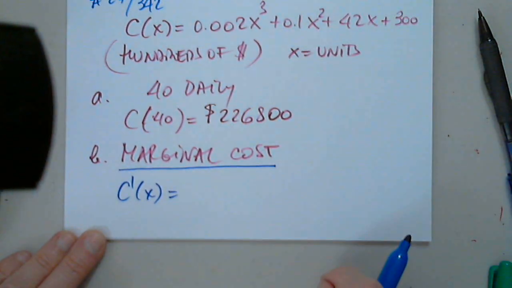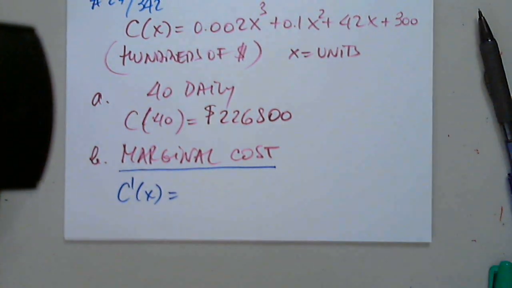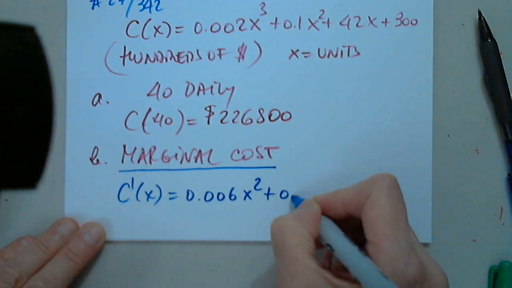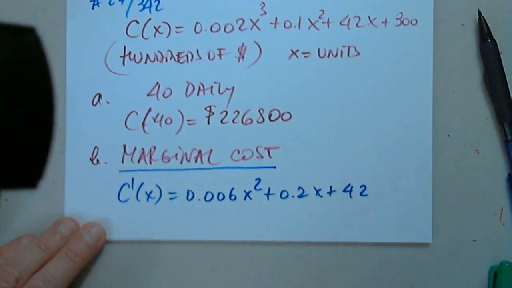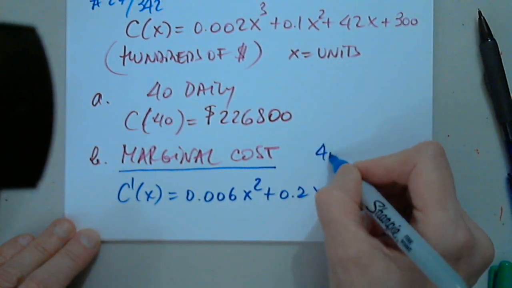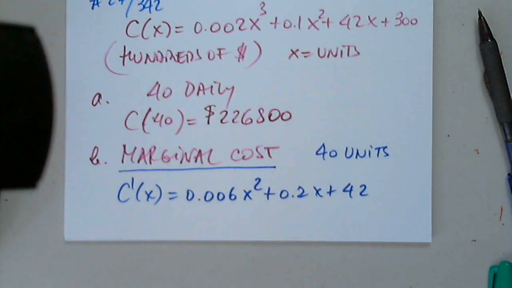Can anyone help with the derivative? Anyone? Is it 0.006x squared plus 0.2x plus 42? Brilliant. We're asked to find the marginal cost when we produce 40 units. What do I do now? Plug 40 in for x. Yes, in C prime.